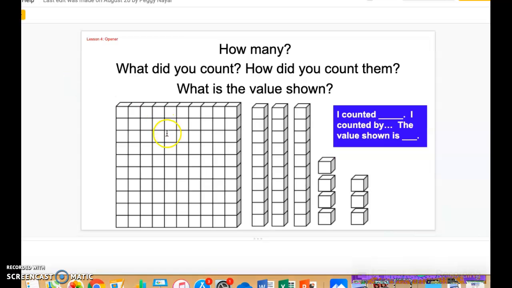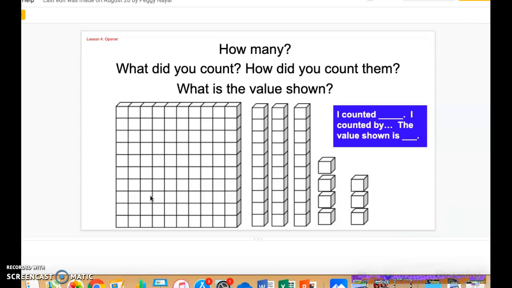Take a look here. How many are on this slide? What did you count? Pause the video and count. All right, welcome back. What did you count? How did you count them? What is the value shown? How much is this right here? This is a flat, right? Remember how much this is?